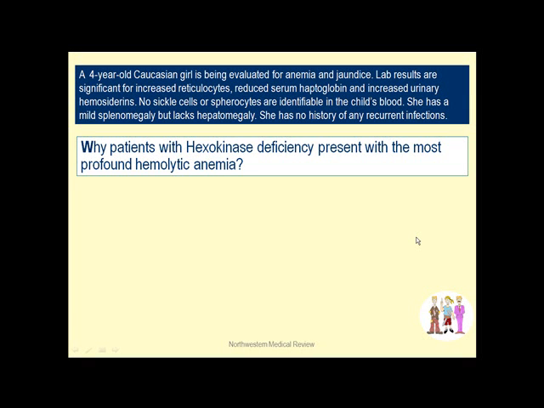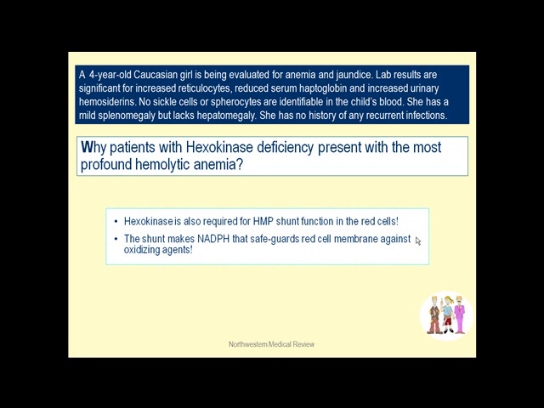for you. So why do patients with hexokinase deficiency present with the most profound hemolytic anemia? Any ideas? The reason is that hexokinase is not an exclusively glycolytic enzyme. There are several other pathways, at least 2 other pathways in the body, that require hexokinase. One would be glycogen synthesis and degradation, and the other one would be the hexose monophosphate shunt. The one which is important in this regard is the hexose monophosphate shunt.